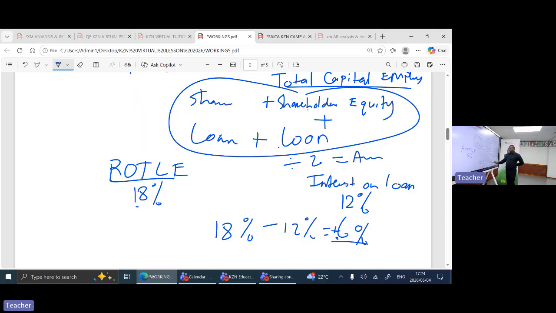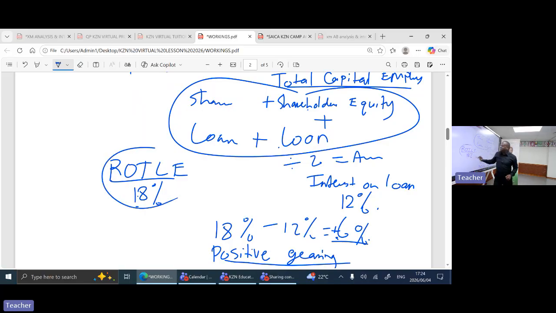it's positive, 6%. That is why we will say it shows a positive gearing, because when you take your ROTE minus your interest, you get a positive number of 6%. So we have got a positive gearing, which means we are making good use of loans here. That's what this indicator is saying.